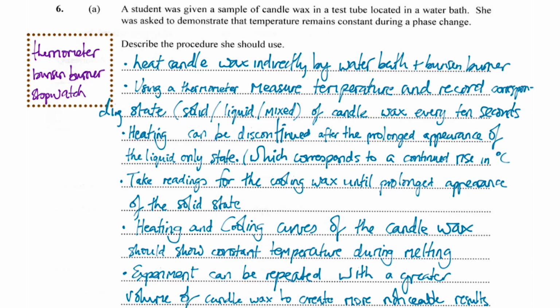Heat the candle wax indirectly by the water bath using a Bunsen burner, using a thermometer, measure the temperature, and record it. Every time you measure the temperature, you could use like every 10 seconds, or periodically. Heating can be discontinued after prolonged appearance of the liquid state, so you're not going to boil it off. Stop after a while, right? This will correspond to a continued rise in temperature, right?